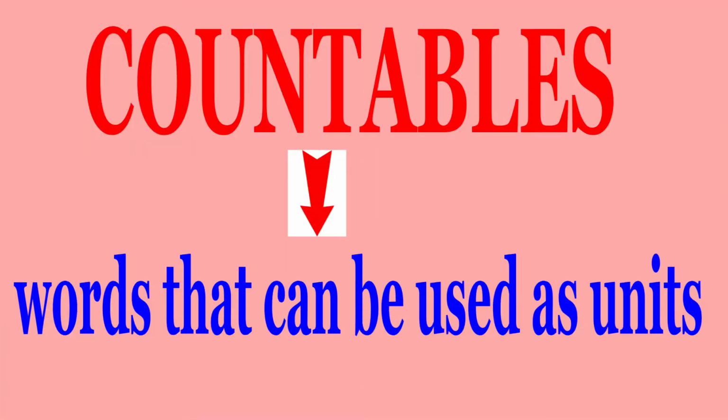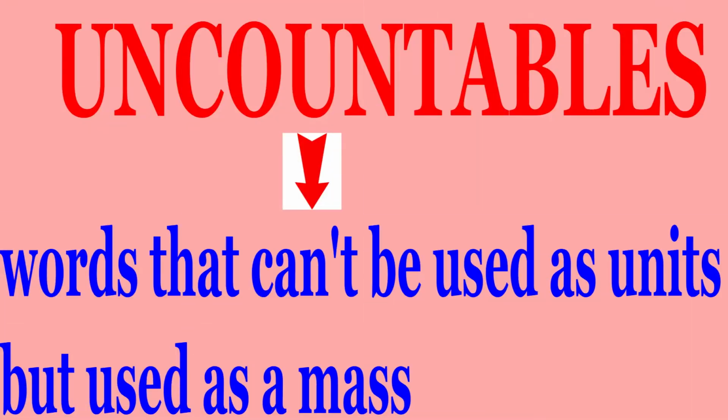For the countables, there are words that can be used as units. Here I'm talking about words that can be used with a number, like $1, 1 car, 20 houses, etc. Uncountables are words that can't be used as units but used as a mass. We cannot use numbers with them, like money. We cannot say 3 monies.